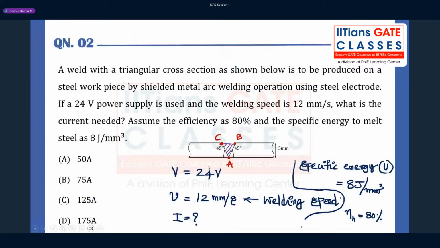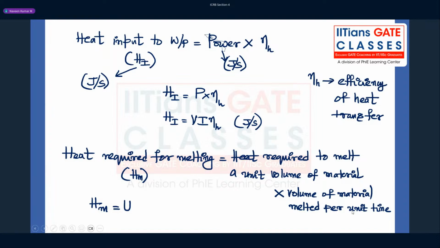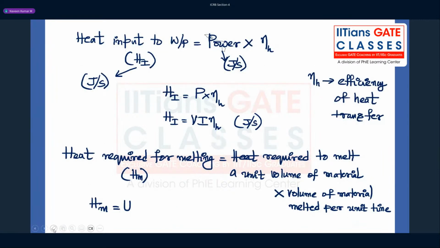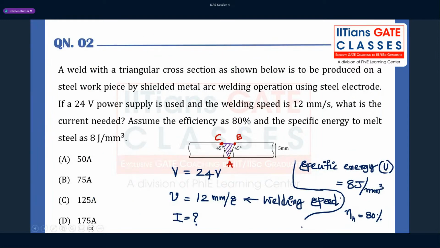What is the volume of material? First, we have to calculate the area of this thing, ACB, and the length. The length will be some length L, and that length L they did not give. They gave it with respect to the welding speed, which is 12 mm per second. So volume per time is area into length by time, so I can write that as area of weld into welding velocity V. But we don't know the area of weld, because we have to calculate it. That will come from the geometry.